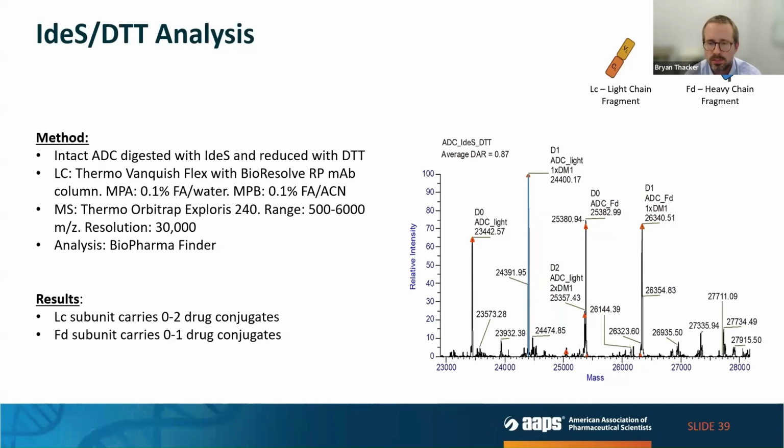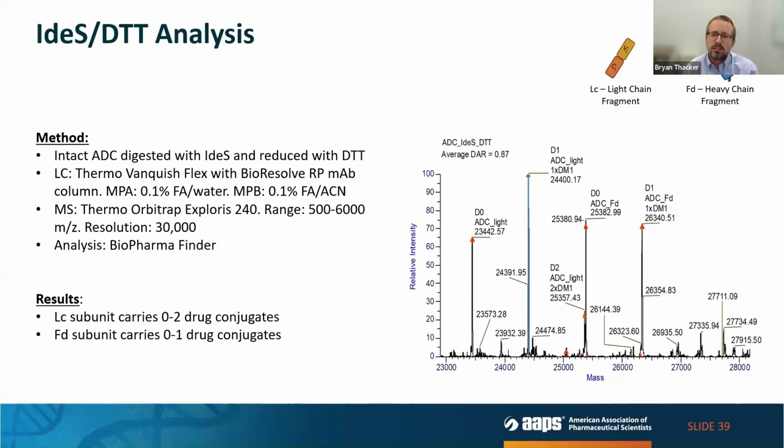And here we can get a better sense of the distribution of the drug molecules amongst the different subunits. In this data, we see evidence of 0, 1, or 2 drug molecules attached to each light chain, on the left-hand portion of the mass spectra there. And then amongst the Fd heavy chain fragments, we see evidence of either 0 or 1 drug molecule for each of those subunits.